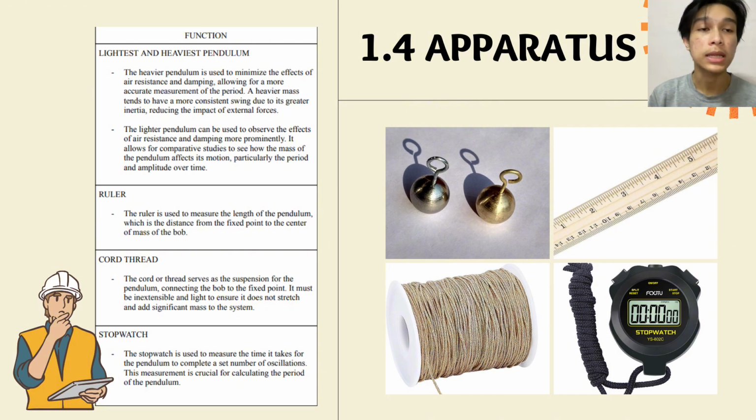Next, it also needs a ruler. This experiment requires the use of a ruler, which is used to measure the length of the pendulum, which is the distance from the fixed point to the center of mass of the bob. Second last of the apparatus needed in this experiment was the cord thread. The cord thread serves as the suspension for the pendulum, connecting the bob to the fixed point.